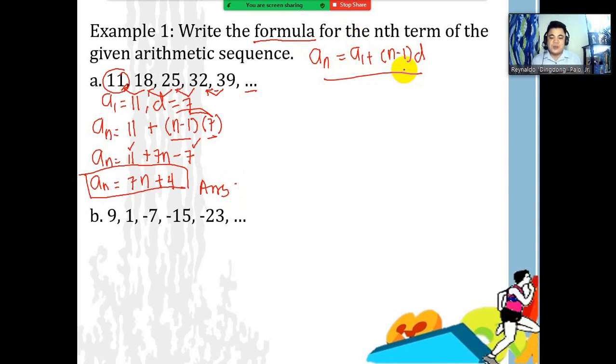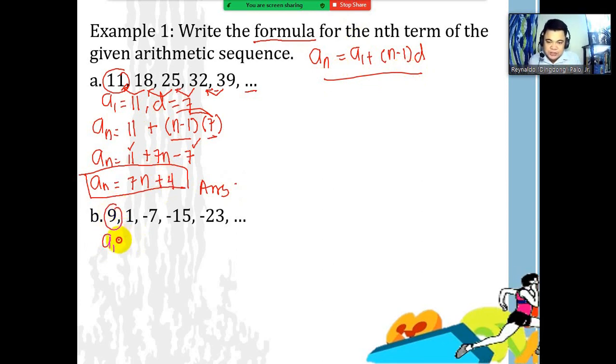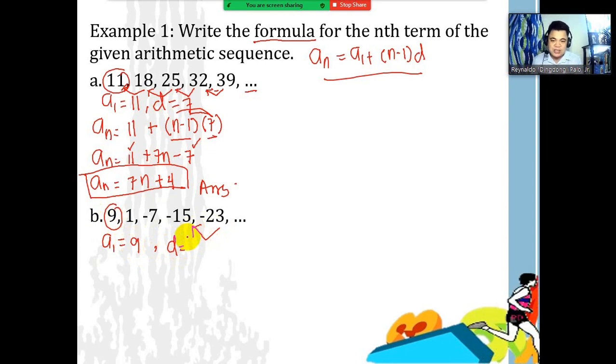We have the sequence 9, 1, negative 7, negative 15, and negative 23. So how are we going to write now the formula? First thing is we need to have a sub 1. So a sub 1 is obviously the first term, which is 9. And then we need the common difference as well by subtracting. So negative 23 minus negative 15. What is the answer? The answer is negative 8.